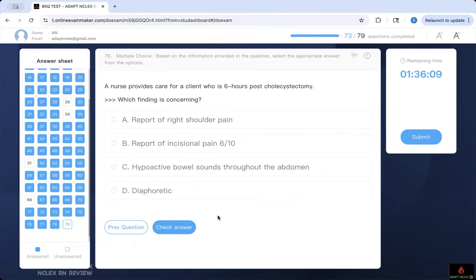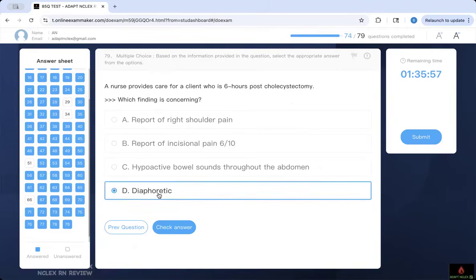Bowel sounds being hypoactive, those are all normal. If I remove your gallbladder, your bowel sounds are going to decrease. You're going to have shoulder pain. You're going to have incisional pain. But if you're sweaty, something is wrong. Question 85.